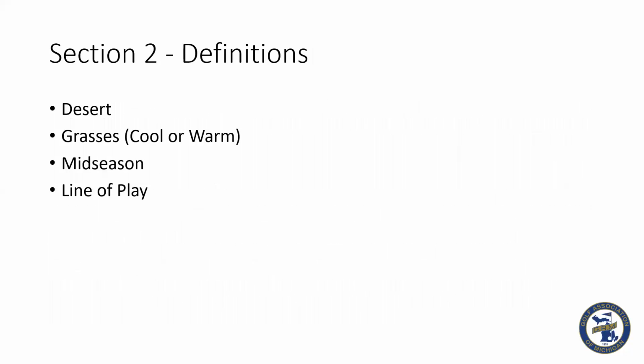A few other definitions that we don't necessarily need to worry too much about. Desert: to my knowledge, there's none of those in Michigan. I don't know, maybe somewhere I haven't been, but we don't have to worry about that. And then the grasses, cool or warm grasses. We're typically in the cool grasses.